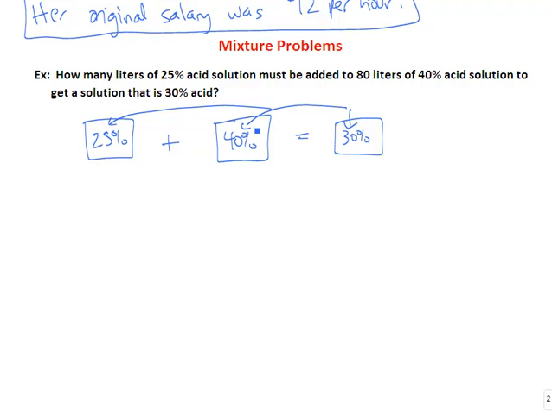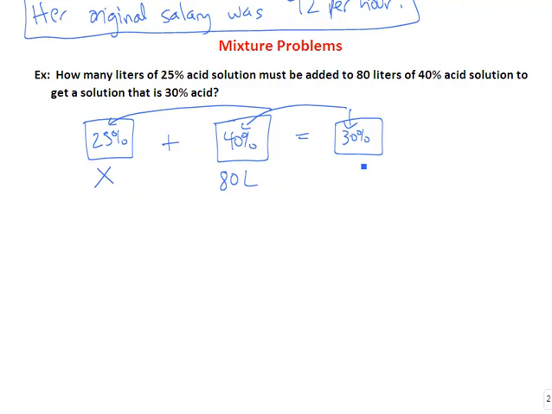Okay? So we have our 3 beakers. We're going to mix these 2 together to get our final solution. What else do we know? Well, we want to know how many liters of the 25% acid solution must be added to 80 liters of the 40% solution. So I know I have 80 liters of this one right here. I don't know how much of the 25% solution I need, so that's going to be my variable x.